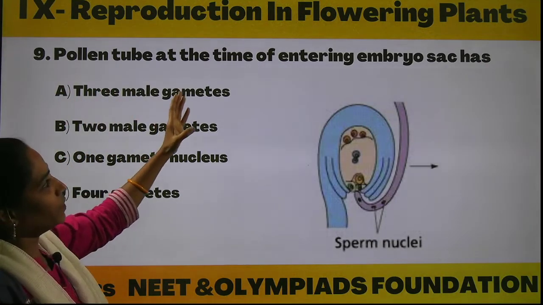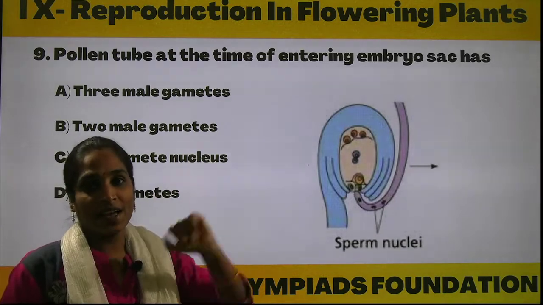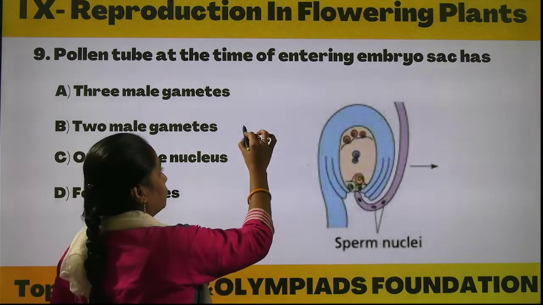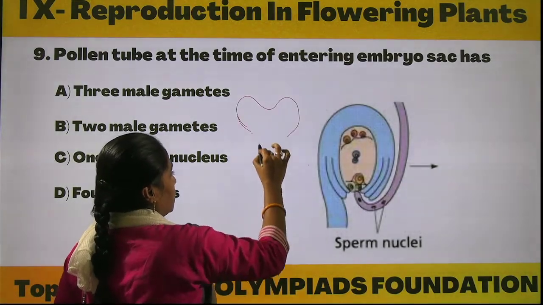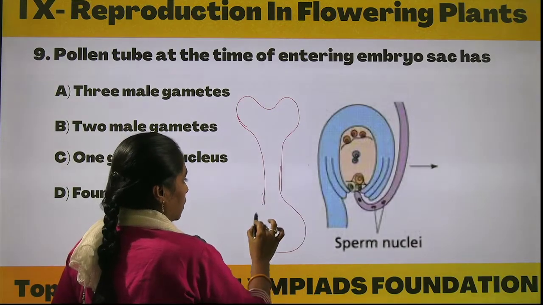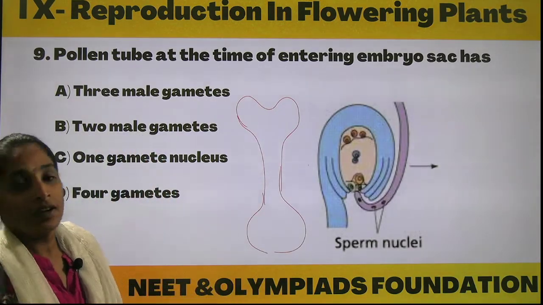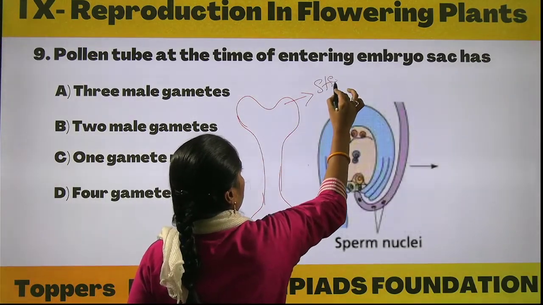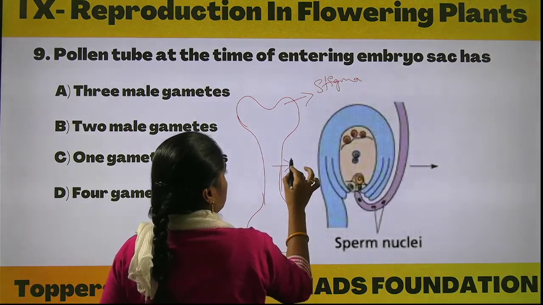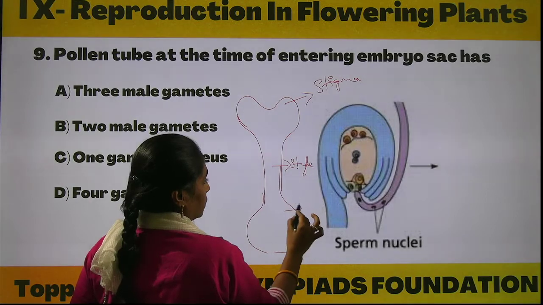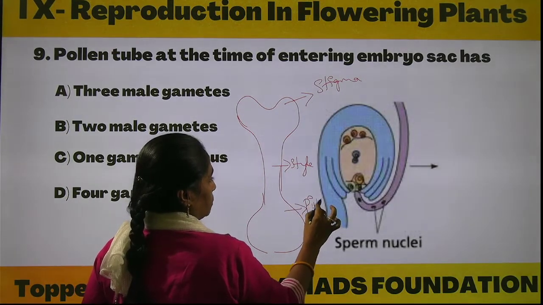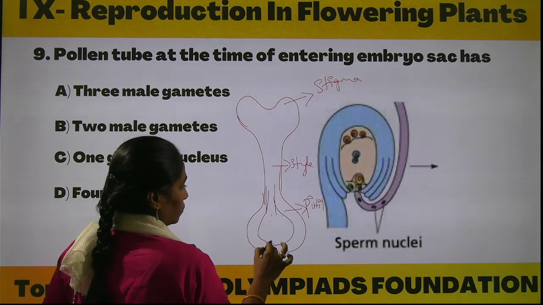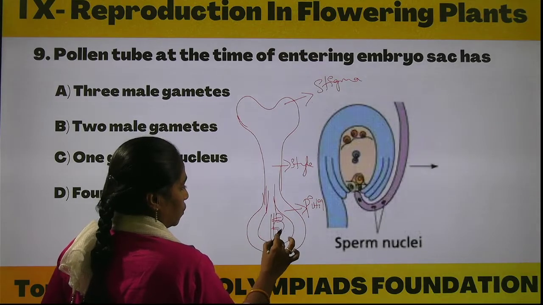Pollen tube at the time of entering the embryo sac has. What is a pollen tube? Where can we observe the pollen tube? When the pollen grain reaches the stigma. This is the female reproductive organ called the stigma, and this is the style, and this is the pistil. Within the pistil we can observe the ovary and ovules. The female gametes are called ovules.